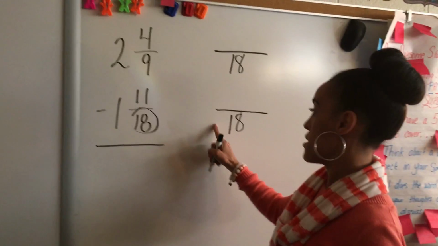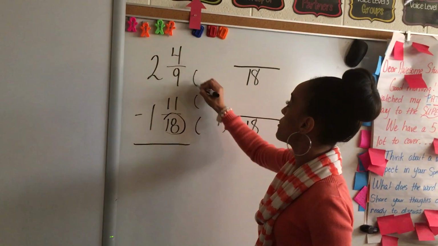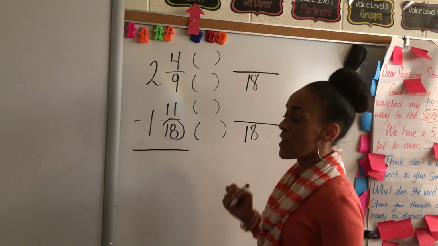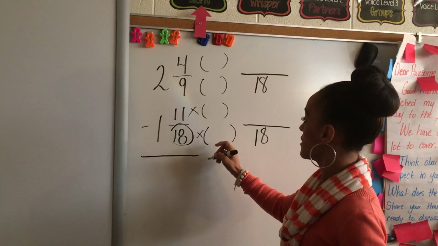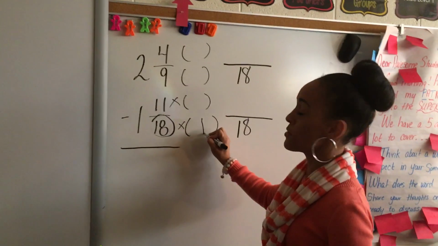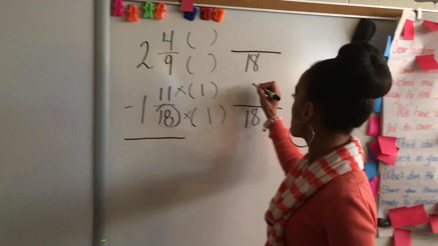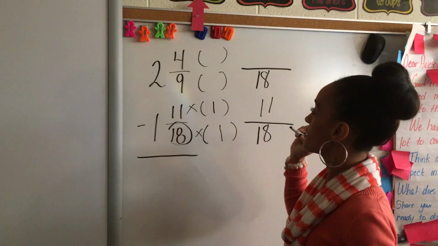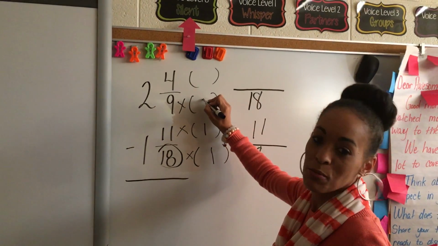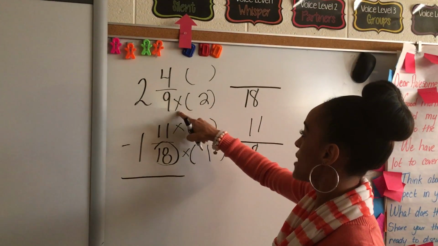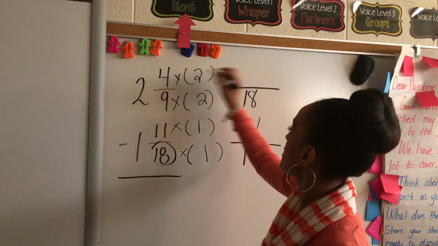Once you get here and your denominators are the same, you're going to figure out how you got that number. Well, in this case, you're going to multiply. What times 18 gives me 18? And that's 1. So if I use 1 here, I have to use 1 here. 11 times 1 is 11. What times 9 gives you 18? And that would be 2. 9 times 2 is 18. 4 times 2 is 8.